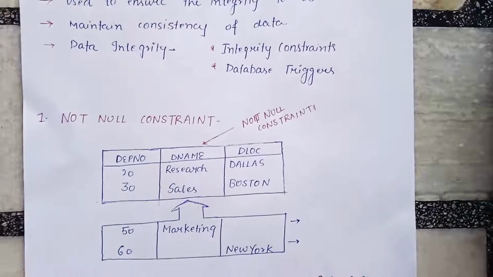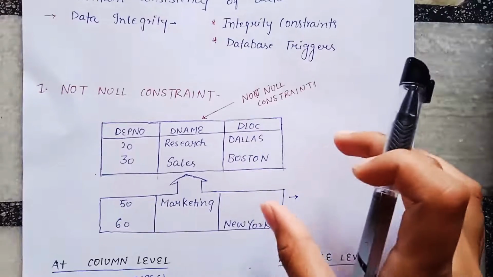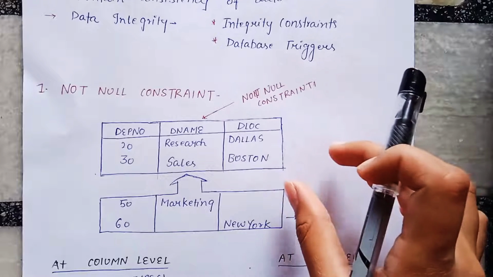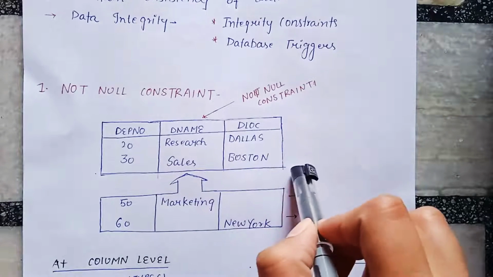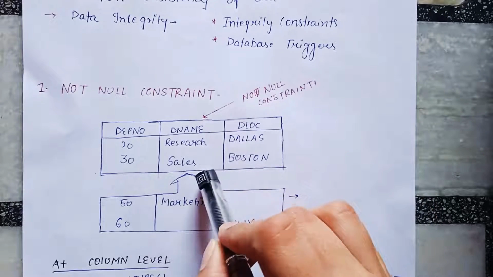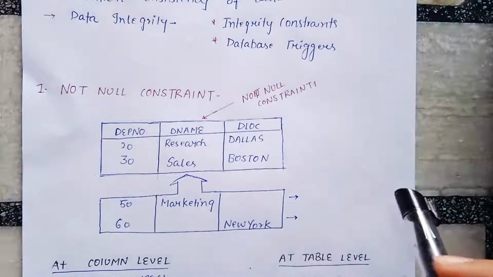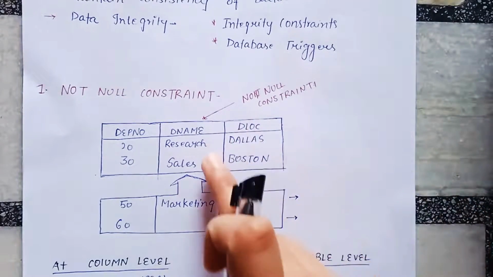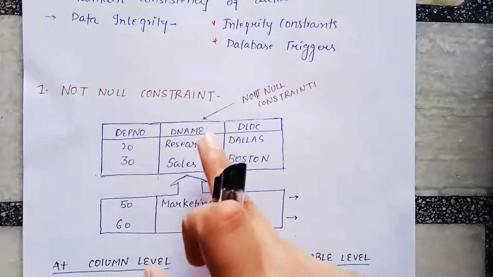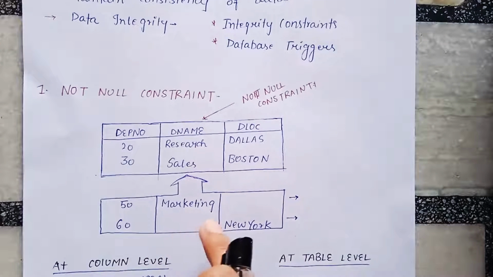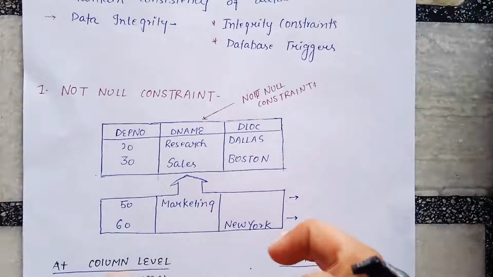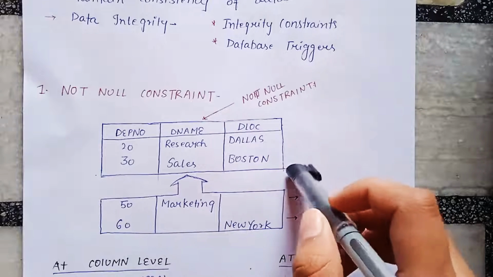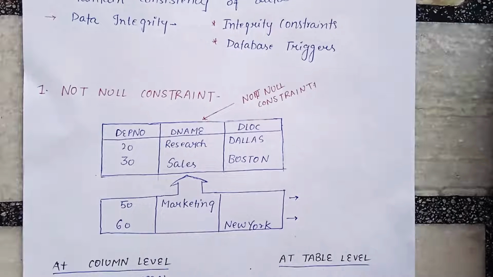The very first one is the not null constraint. So what is the use of this not null constraint? Let us understand this with the help of an example. Let's suppose this is a department table that consists of 3 columns, and we have applied a not null constraint on this particular column, that is department name. The main work of this not null constraint is that all the values entered in this column should not be null. It will restrict any record from being entered in this table that has dname as null. For example, this table consists of 2 records.